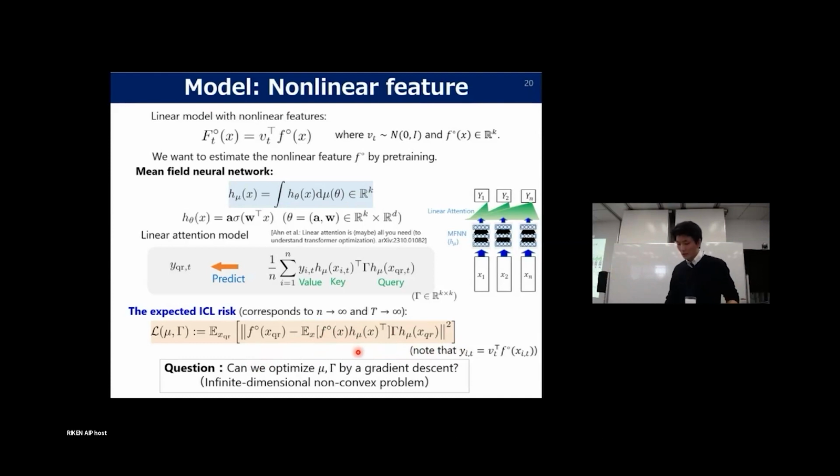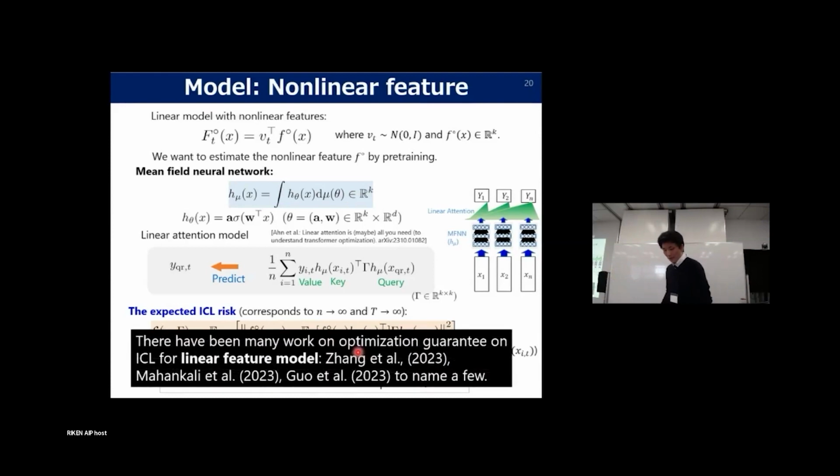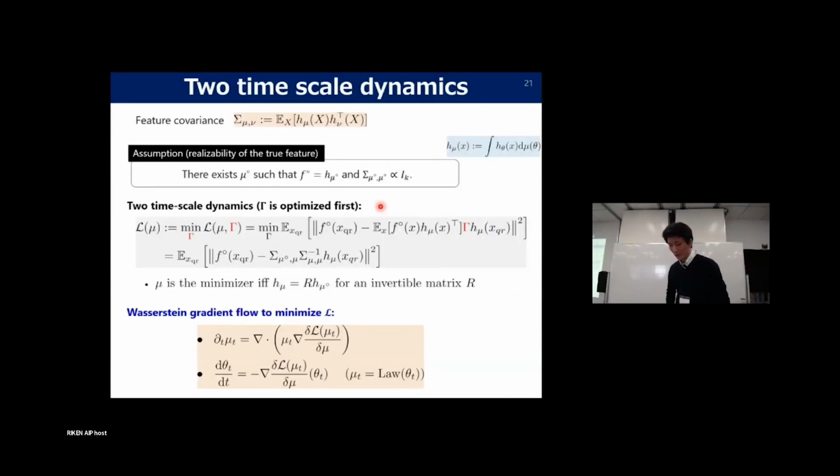That is the question. There have been many works on the optimization of ICL for linear models, but here we are considering this nonlinear model. So that is our difficulty.